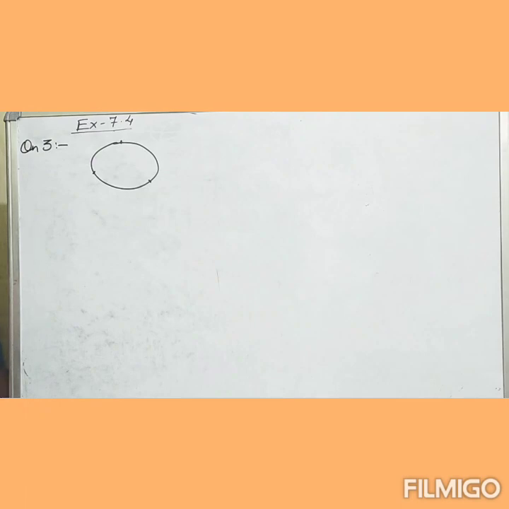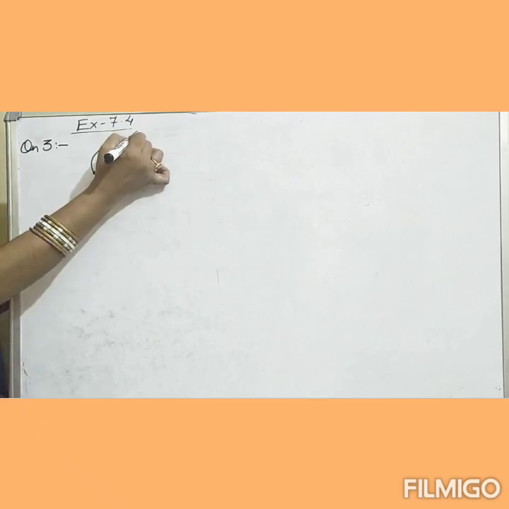So here is question number 3 of 7.4. The given thing in the question is that there are 3 points which lie on the circle. This is the condition, right? So what are the points? Let us see that. First one is (6, -6).